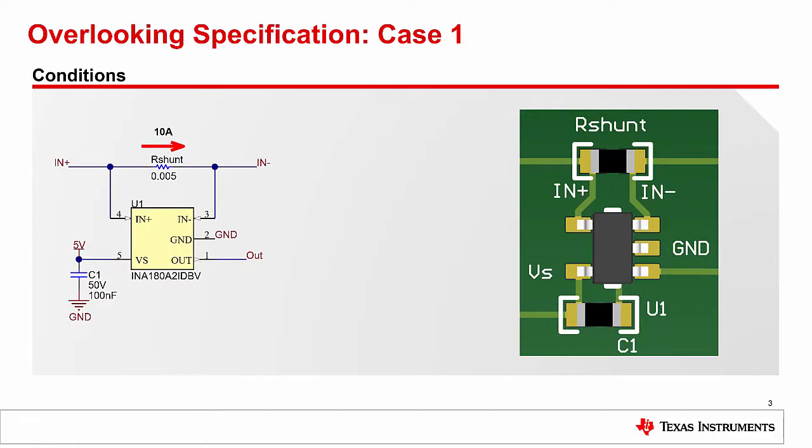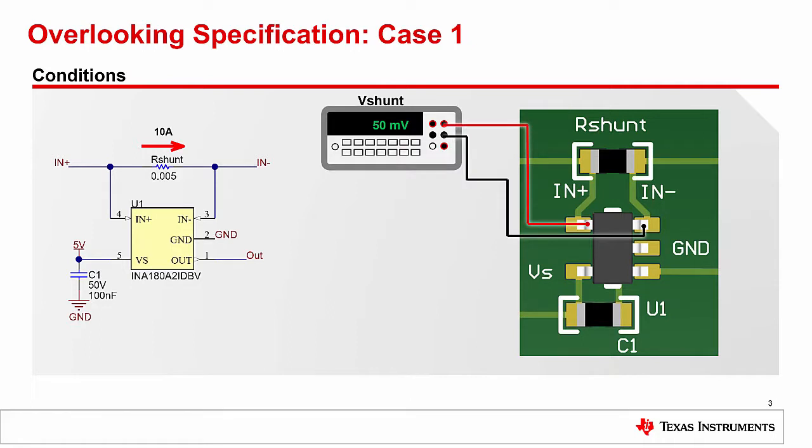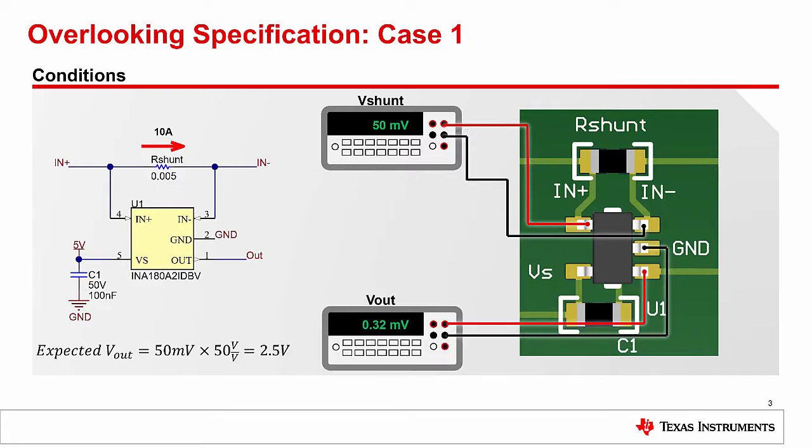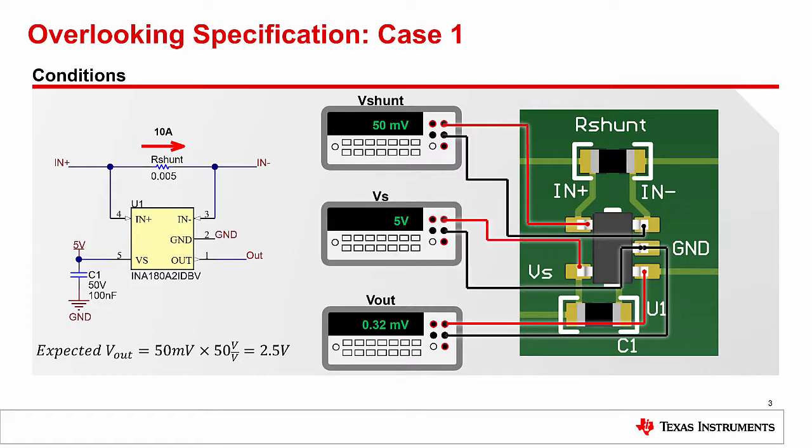For our first example, we are trying to measure 10 amps across a 5 milliohm shunt. With a 50 volt per volt gain INA180, we expect 2.5 volts on the output. Yet, we measure 0.32 millivolts. That is a huge difference. With a 5 volt supply, we know there should not be any issues. So what are we overlooking?